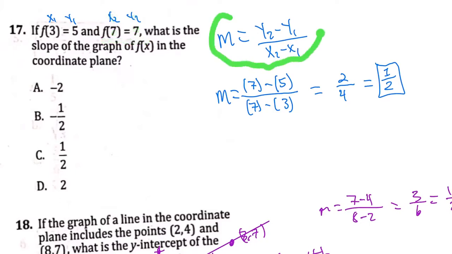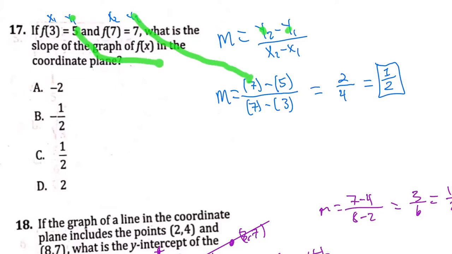So then I plug it into this formula. My y sub 2 goes here, my y sub 1 goes here, and then 7 here, and then this here. So now 7 minus 5 is 2, 7 minus 3 is 4, and 2 over 4 simplifies to 1 over 2. So then here, my slope is C, 1 over 2.